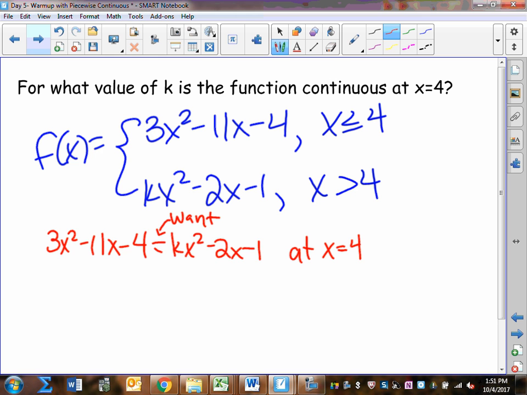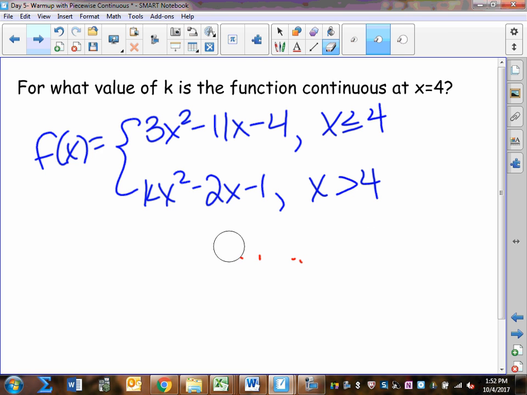Now, you must specify where it is that we're looking at. If you just say that those are equal, that's not the case. We want them to be equal specifically at x equals 4. A lot of us are forgetting that notation. So from here on out, I'm going to go ahead and do it thinking back to my continuity definition, in hopes that that'll help us remember that piece.